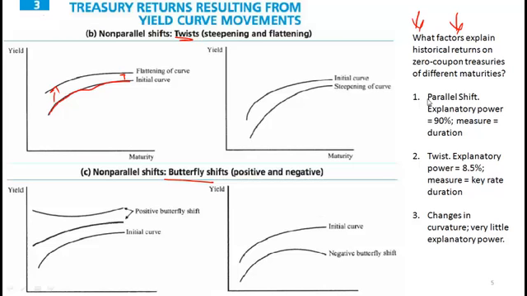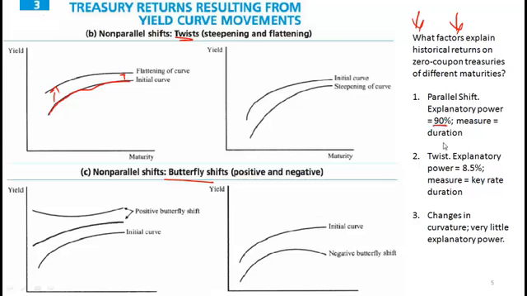Okay, now somebody did a study in terms of what are the factors that explain the returns that you get, and the three sorts of factors they looked at were parallel shifts in the yield curve, and then they looked at twists and butterflies. And what they noticed was when interest rates change, the major component that is giving you a return is the parallel shift component. Okay, in fact, the explanatory power, the R squared, if you remember from your quant, for parallel shift is 90%.